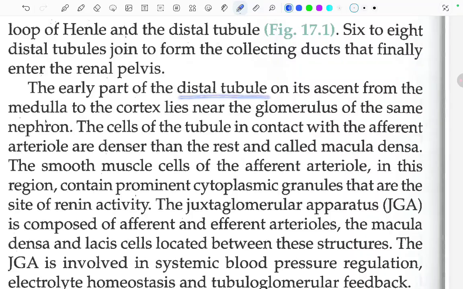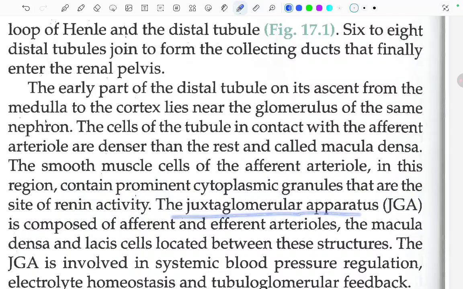The early part of the distal tubule, on its ascent from the medulla to the cortex, lies near the glomerulus of the same nephron. The cells of the tubule in contact with the afferent arteriole are denser than the rest and are called the macula densa. So the cells of the distal tubule which are in contact with the afferent arteriole are dense, and that's why they are called the macula densa. The smooth muscle cells of the afferent arteriole in this region contain prominent cytoplasmic granules that are the site of renin activity. Fine. Smooth muscle cells of the afferent arteriole.